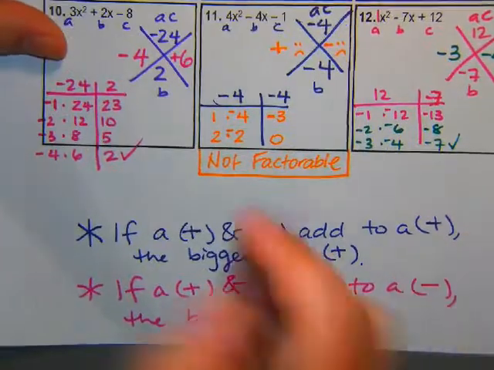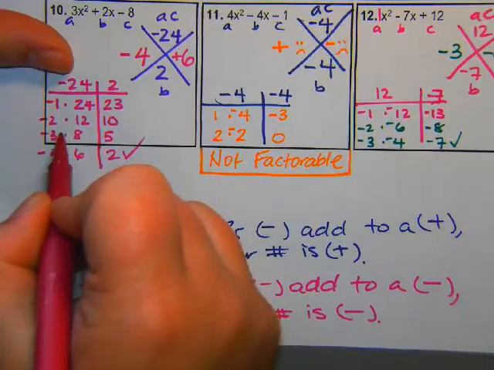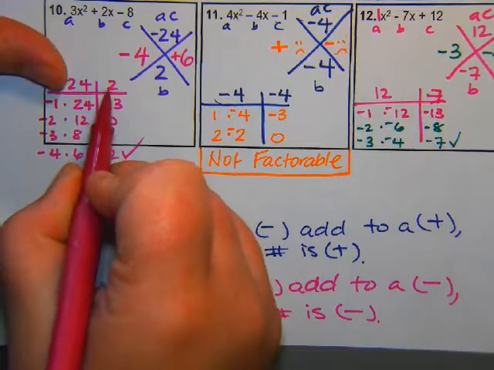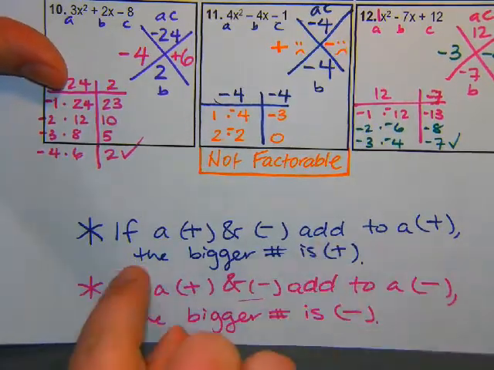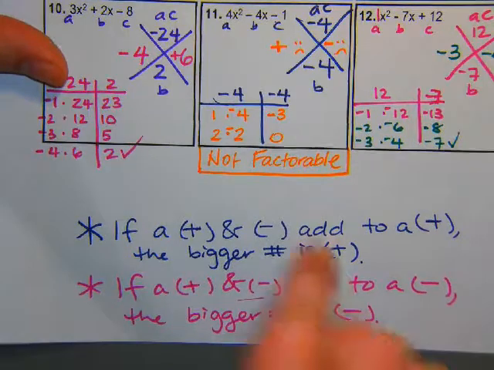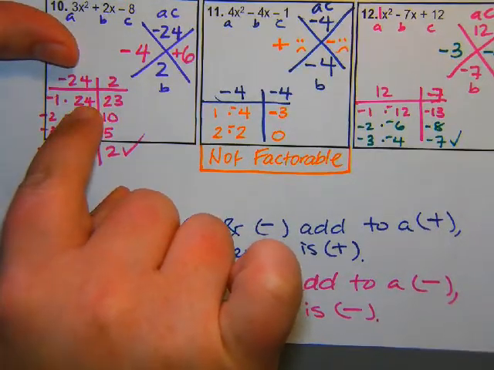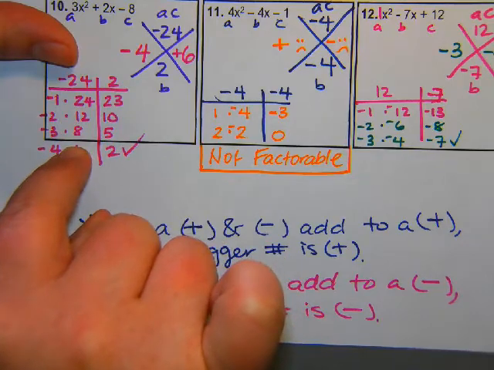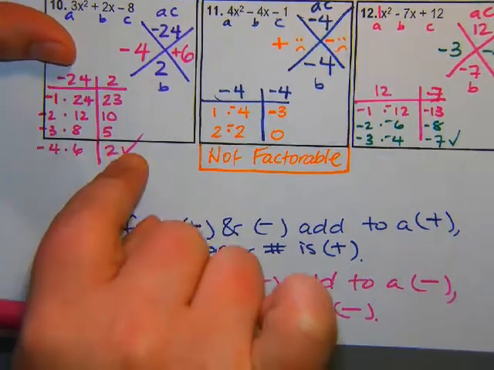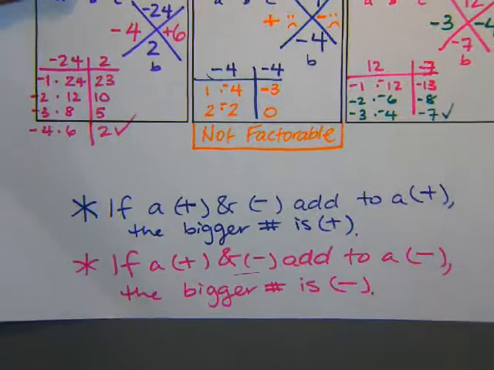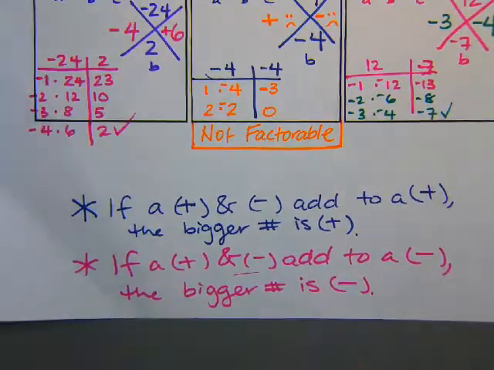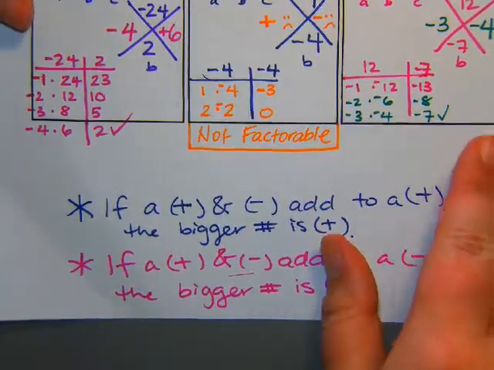So I was saying that over and over again here. If one of these is positive and one's negative, but they add to a positive, so like this one, then I make the bigger number positive. So notice I always picked that bigger number to be positive. 24 was positive, 12 was positive, 8 was positive, and that's so when I add them, I get a positive result. Okay? Again, you have a calculator on your phone. Just use that to double check, but don't cheat.